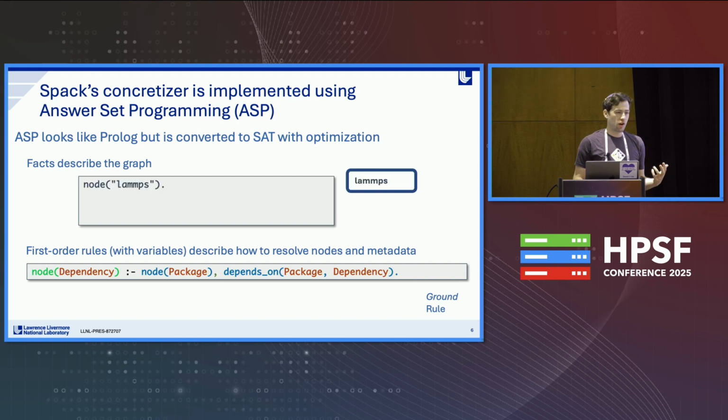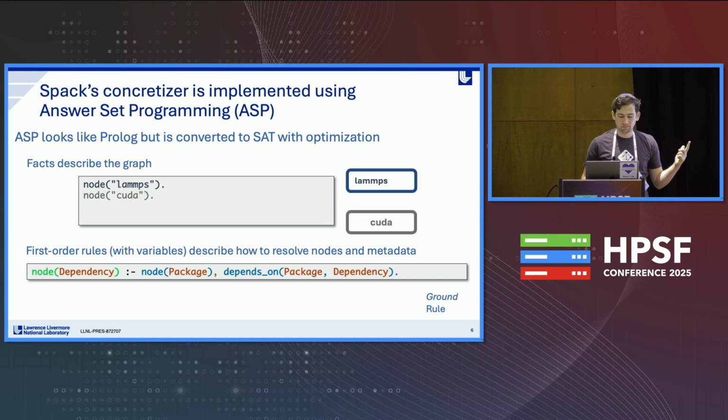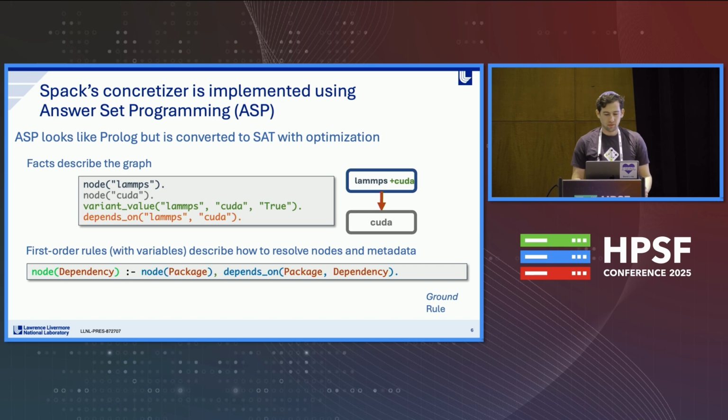There are facts that describe the graph, things like there's a node LAMMPS, there's a node CUDA. LAMMPS has its CUDA support turned on, and there's a dependency between them. And that's a notional ASP program describing those relationships. These examples will get more complicated and closer to the true complexity of the solver as we go along. And then there's rules that describe how these facts interact with each other. Things like, if you have a node and it depends on something, you better have a node for the dependency.